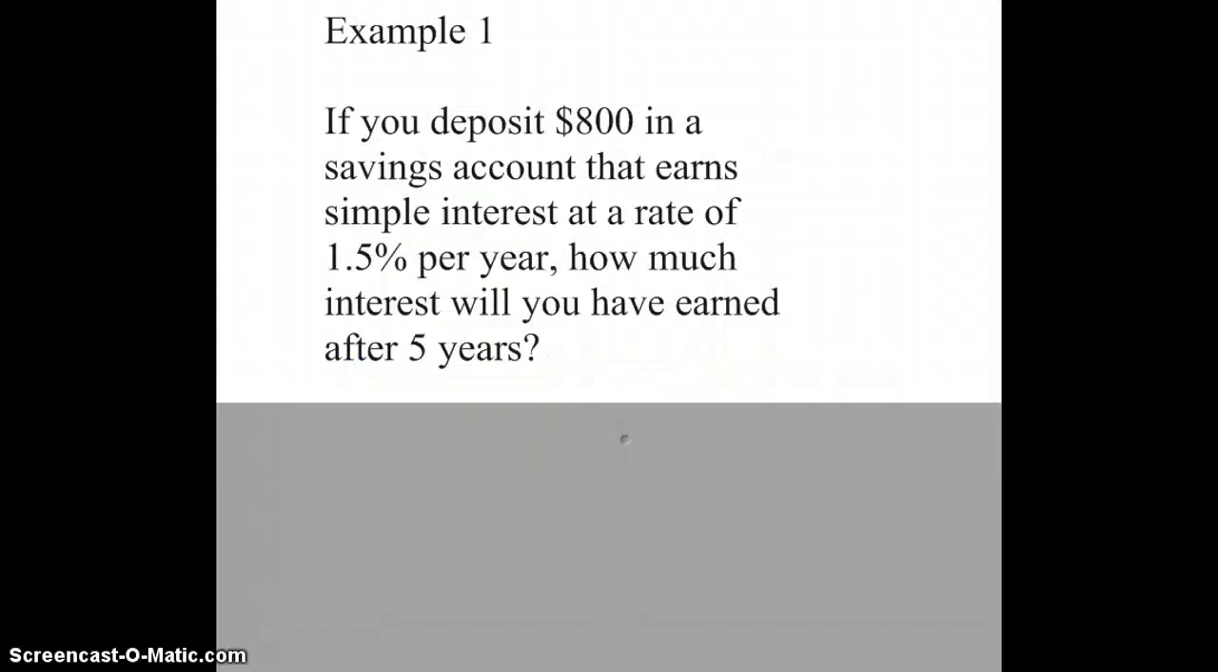Okay, so here we go, our example 1. Please copy this example down. Again, if you need to pause the video, now is a great time to press pause while you copy it. Example 1, if you deposit $800 in a savings account that earns simple interest at a rate of 1.5% per year, how much interest will you have earned after 5 years?